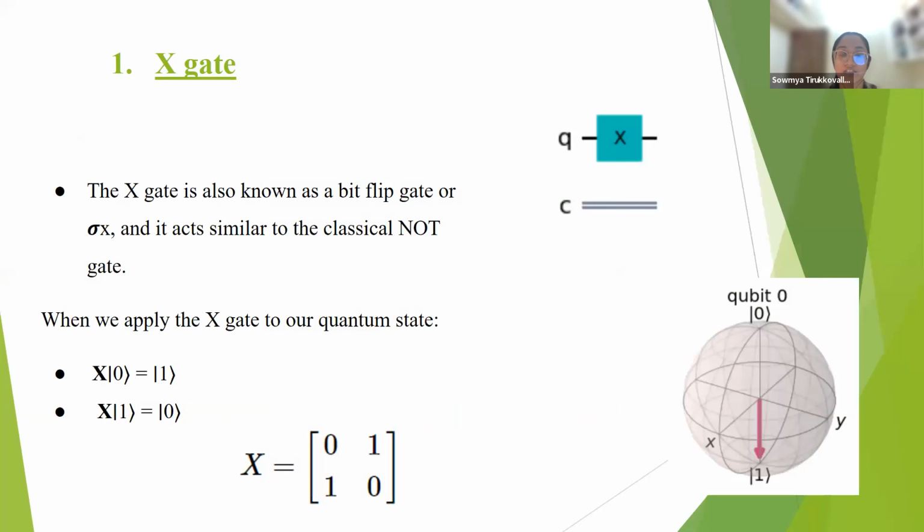The X gate, which is a well-known gate, is known as the bit flip gate or sigma X. It acts similar to a classical NOT gate. So when you apply the X gate to a quantum state, for example state 0, it flips the state of the qubit to state 1, and vice versa. This is the matrix representation of the X gate, and this sphere is known as the Bloch sphere. Previously the state vector was pointing towards the state 0, but as soon as you apply the X gate to the qubit, it flips the state of the qubit to state 1.